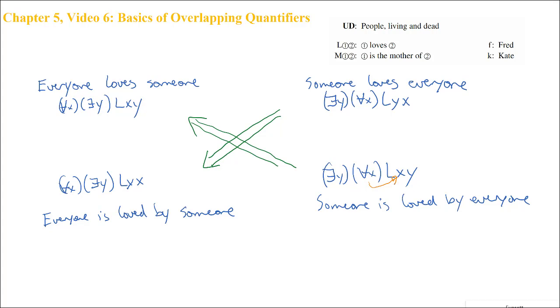In more complex cases of overlapping scope, it's not going to be as obvious how to read off the English, but here it is. One last illustration of this example.